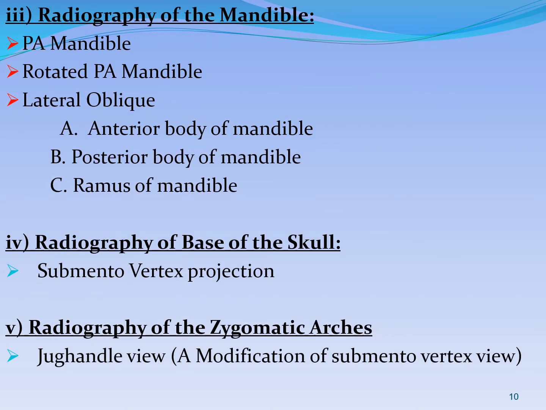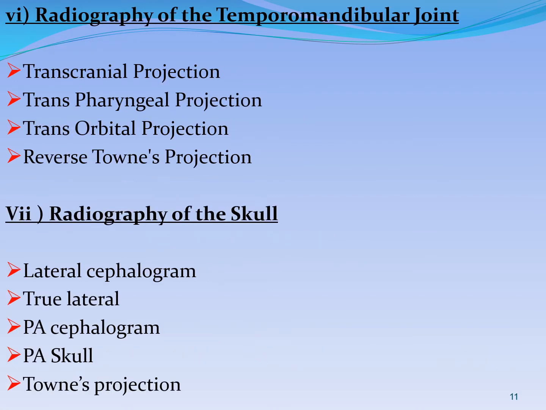Next is radiography of the mandible. Under that, we have PA mandible or posterior anterior mandible, rotated PA mandible, and lateral oblique projections. Radiography of the base of the skull, we have submental vertex, and radiography of the zygomatic arches, we have a jug handle view, which is a modification of the submental vertex. Then we have radiography of the temporomandibular joint. Under that, you have transcranial, transpharyngeal, transorbital, and reverse Towne's view. Radiography of the skull, which includes lateral cephalogram, true lateral cephalogram, PA cephalogram, PA skull, and Towne's projection.